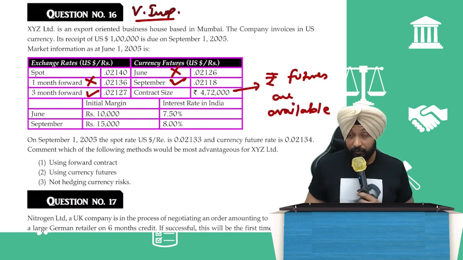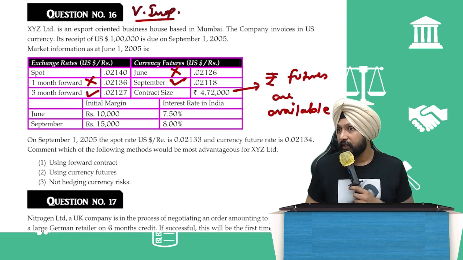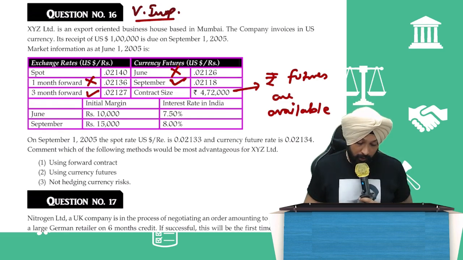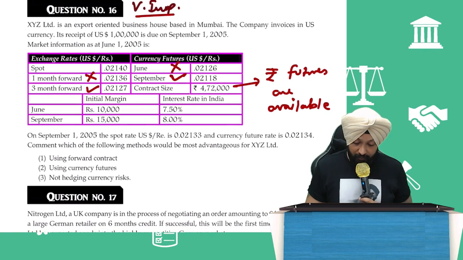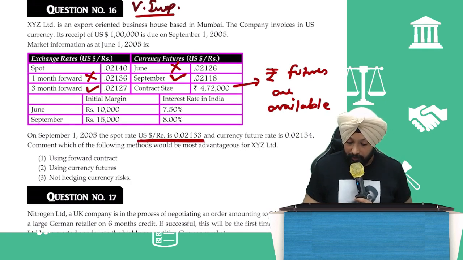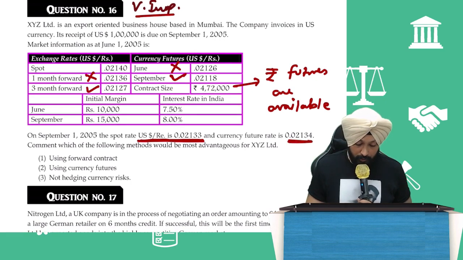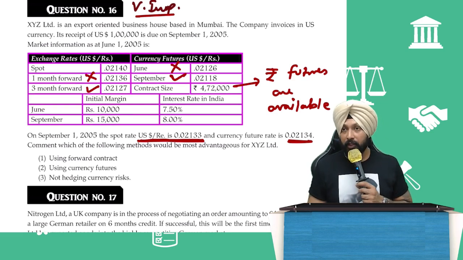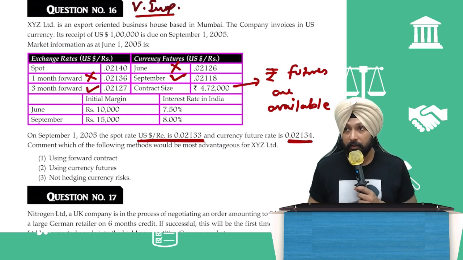Your exposure is given in dollars. Lot size is given in rupee. So you have to convert it into rupee equivalent exposure, then divide by lot size to find out the number of lots. Correct? On September 1, 2005, the spot rate for dollar per rupee becomes 0.02133. And the currency future rate is 0.02134. This will be used for settlement purpose. Comment which of the following methods would be most advantageous for the company. Number 1, using forward contract. Number 2, using currency futures. And number 3, not hedging the currency risk.